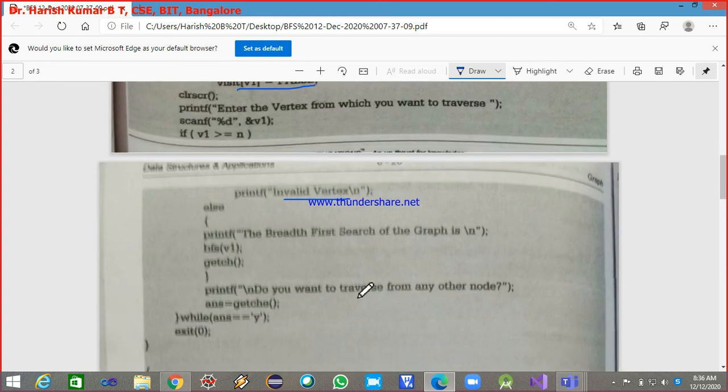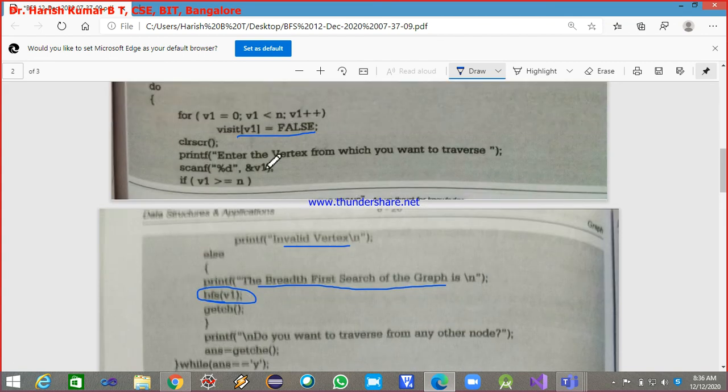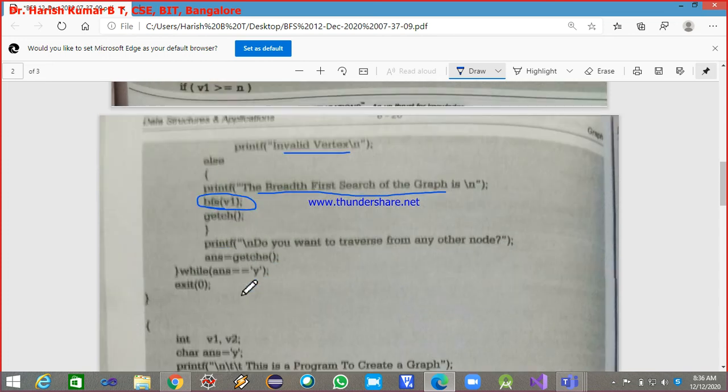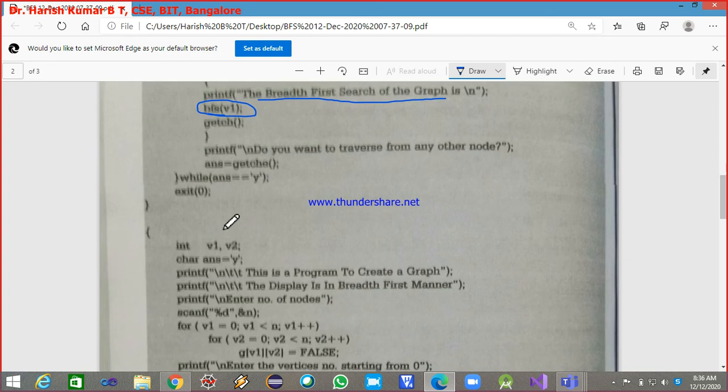If this condition is not true, we go to the else part and display the message, breadth first search of the graph is, and then we make a call to BFS, passing the starting vertex, the vertex from where you have to start traversing the tree. Is it clear till here? Yes, sir. Okay. Now we'll go to the BFS.